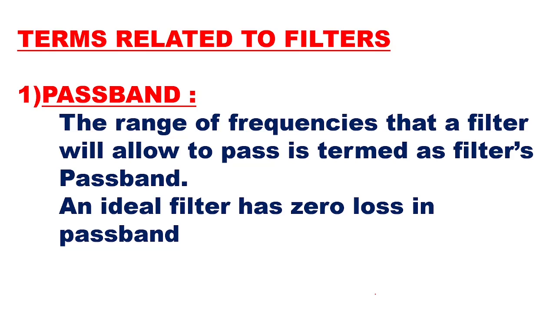Whenever we use a filter, it is going to pass signals of certain frequencies. The range of frequencies that a filter will allow to pass, the range of frequency which will be passed by the filter, is termed as pass band. So the range of frequencies that a filter will allow to pass is termed as the filter's passband. Ideally, in that passband, there will be no loss. The loss will be zero, and therefore all the signals of that frequency range are passed by that filter. So that is the passband of the filter.